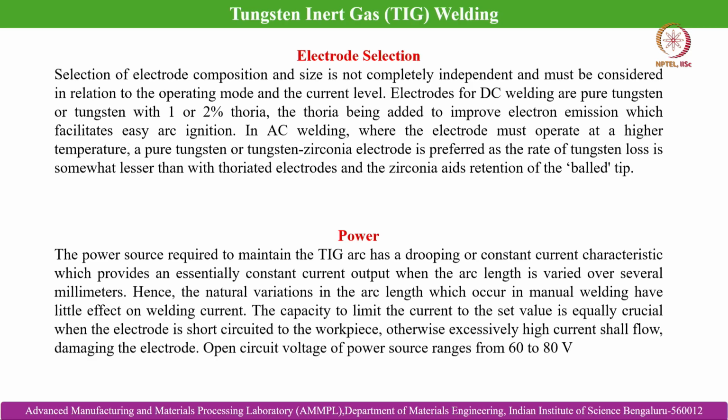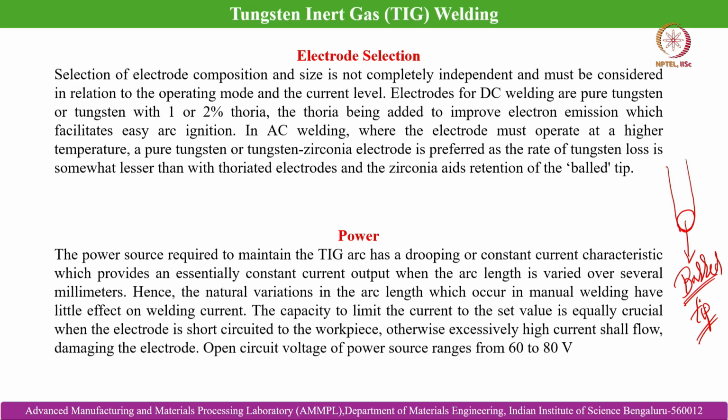In AC welding, where the electrode must operate at a higher temperature, a pure tungsten or tungsten zirconia electrode is preferred, as the rate of tungsten loss is somewhat lesser than with thoriated electrodes, and the zirconia aids retention of the ball tip. Ball tip means the tip of the electrode. So, this is what we call the ball tip. This facilitates accurate arc length monitoring, keeping the arc length intact so that effective welding, effective heat input in a localized manner to the joint can be achieved.